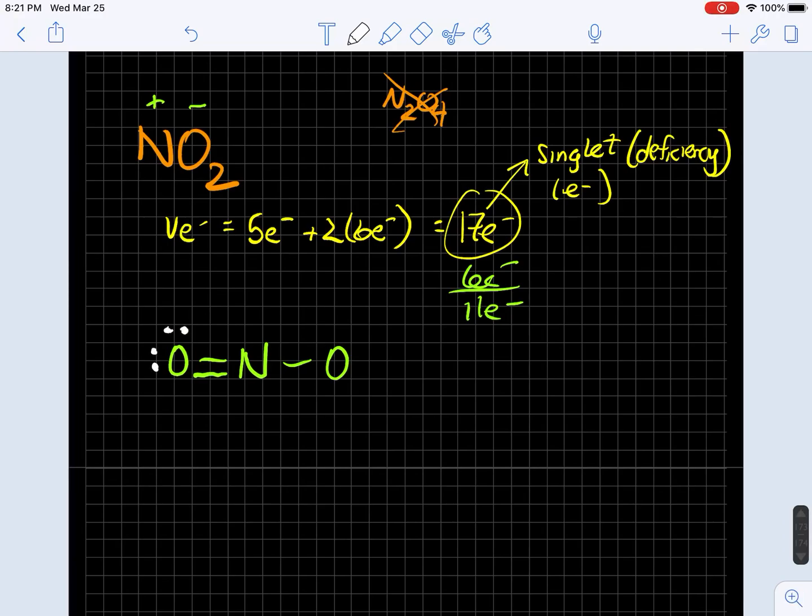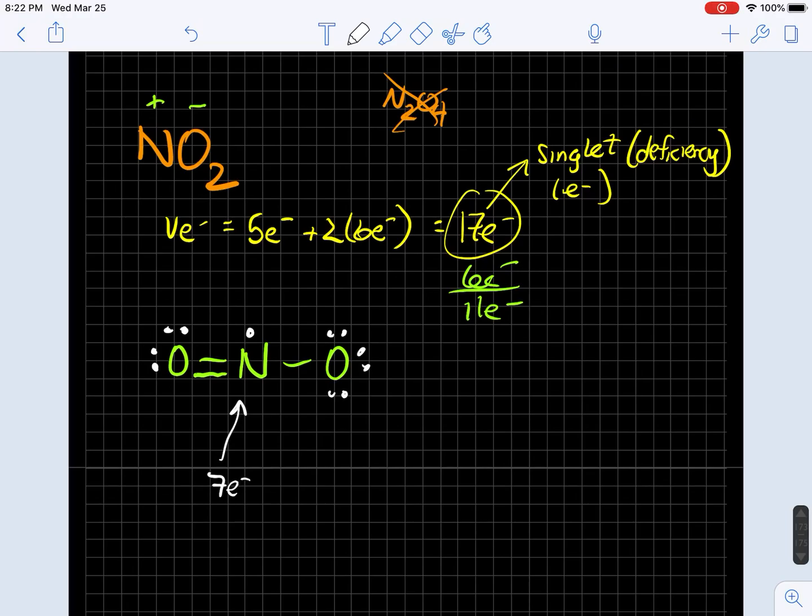Here's 2, 4 to complete the double bonded oxygen's octet. The single bonded oxygen is going to need 6. And we're only going to put 1 on the nitrogen. Now, that's going to create a deficiency there. We have 7 electrons around the nitrogen, and normally nitrogen needs 8. But we don't have that extra electron. We have a singlet somewhere.